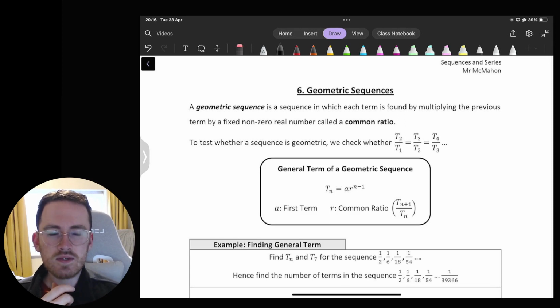So in this case, what we're saying is that our sequence is increasing based on multiplication by some common term at all times. So a fixed non-zero real number. It has to be a constant term, a common term across the different terms of my sequence.